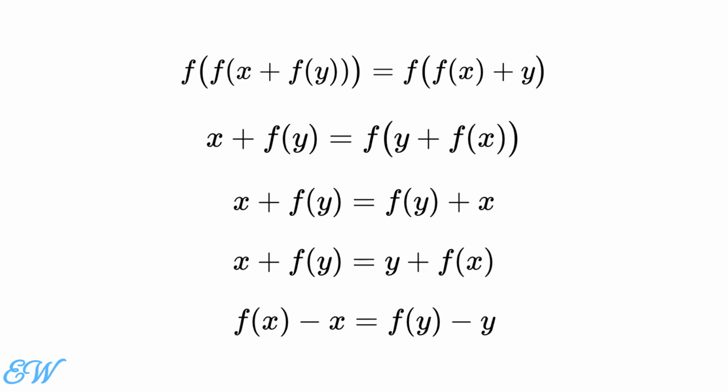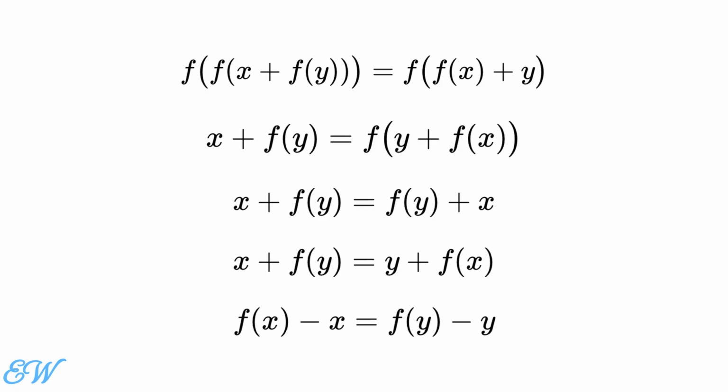So since f is surjective, we can use our original problem statement and just apply f to both sides. The f on the left side cancels out since it is surjective, and we get that x plus f of y is equal to f of y plus f of x. And then we can simplify even more because our original problem statement said that f of x plus f of y is equal to f of x plus y, which means that f of y plus f of x is equal to f of y plus x.